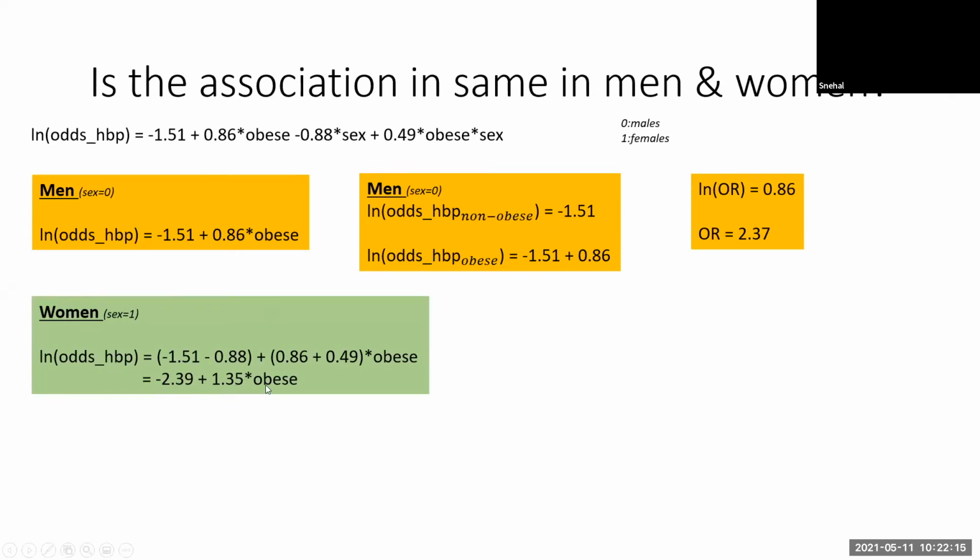Now remember what I just said, once you get to this equation over here, you just need to remember that the log odds ratio comparing high blood pressure for obese to non-obese is 1.35. So if we just exponentiate 1.35, we get the odds ratio of high blood pressure comparing obese to non-obese in women as 3.87.